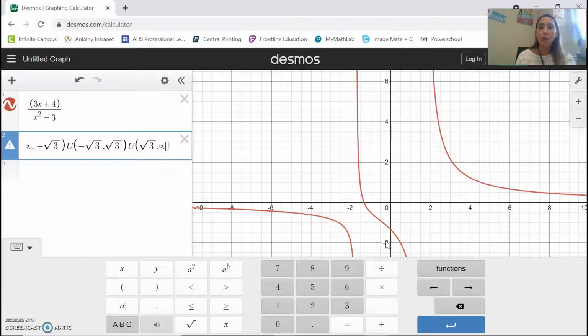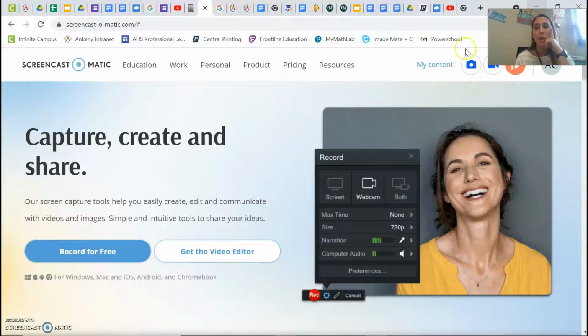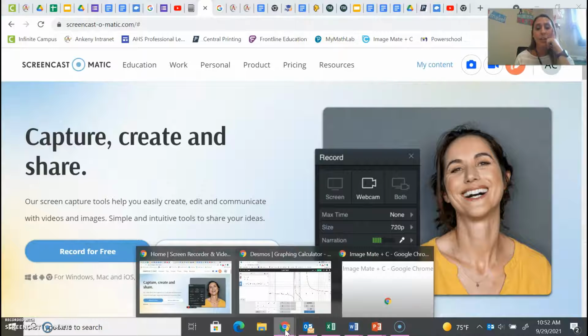So if you were to graph this, you can graph it in Desmos, but I had a lot of students ask me today in class, what if I wanted to graph it during a test?